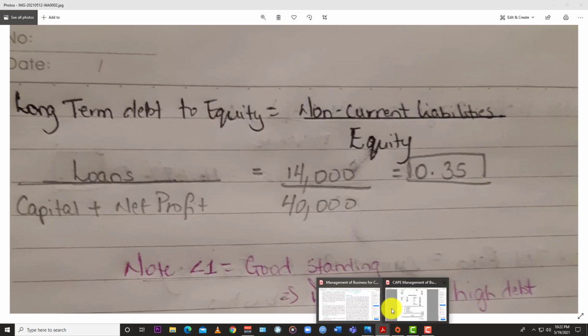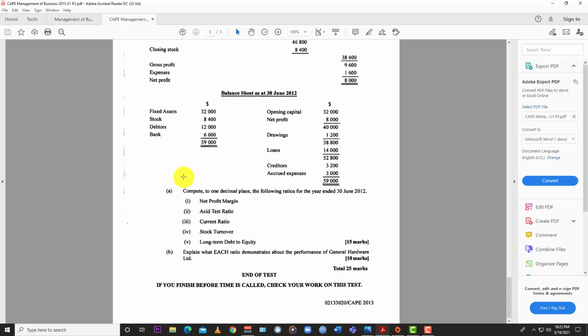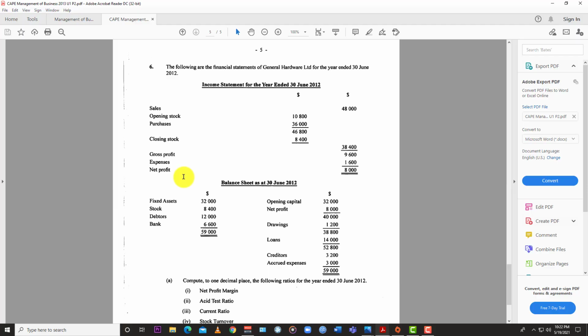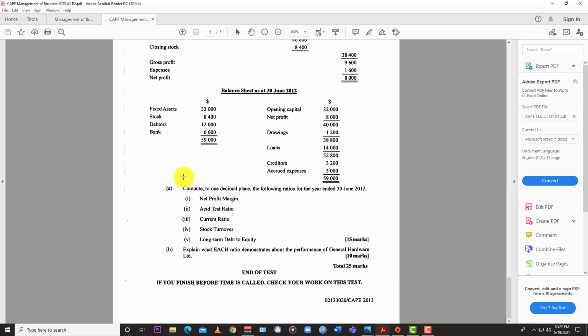And so that's the end of this question, question 6, and that's the end of the paper, the CAPE 2013 MOB Unit 1 Paper 2. So that's the end of that one.